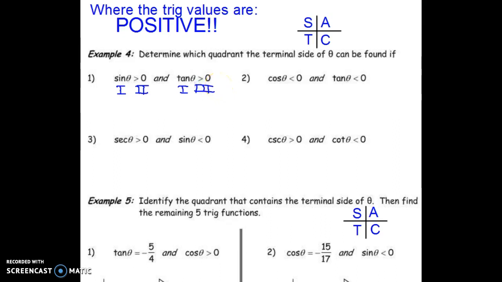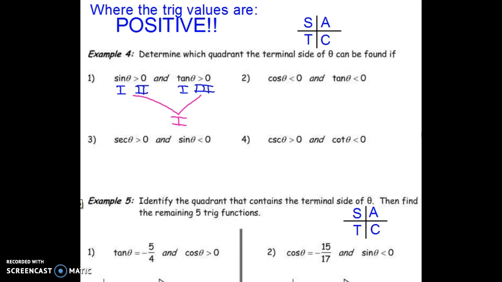And now, which ones of these repeat? Well, they both have quadrant 1, therefore this angle will occur in quadrant 1. Really simple to do, but we must remember where our trig values are positive. Okay, let's go on to problem 2.